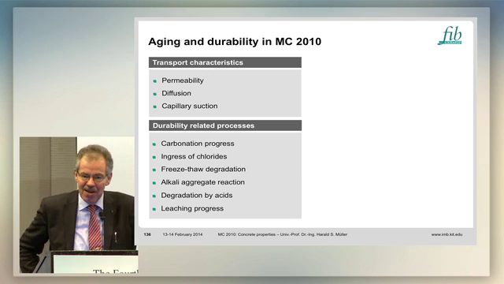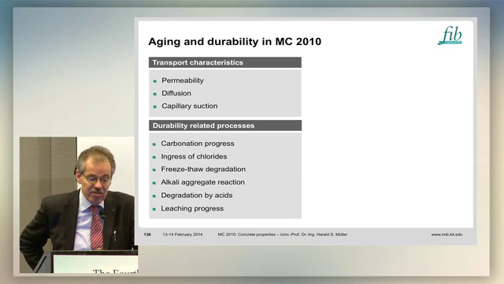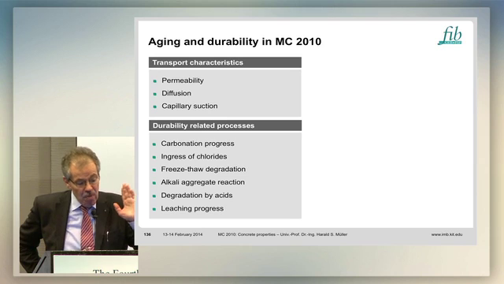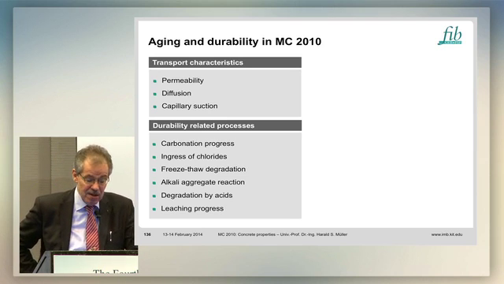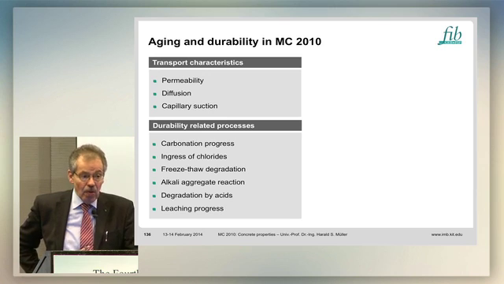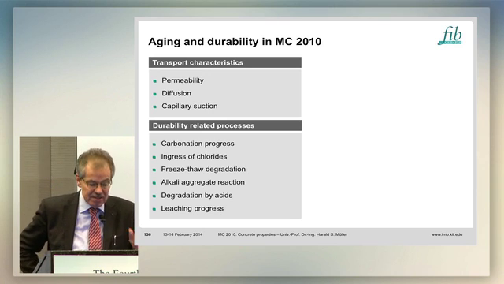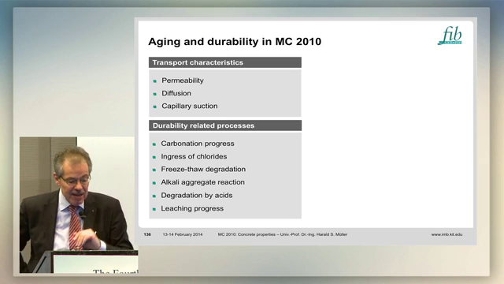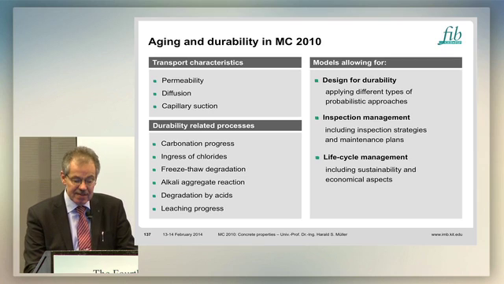I skip it here, otherwise I would speak too long. I move on now to my last part, that is aging and durability. We had to model the transport characteristics as a basis for estimating the durability. And we also dealt in the new Model Code with durability-related processes. This is carbonation, ingress of chlorides, freeze-thaw degradation, alkali reaction, degradation by acids, and leaching processes.